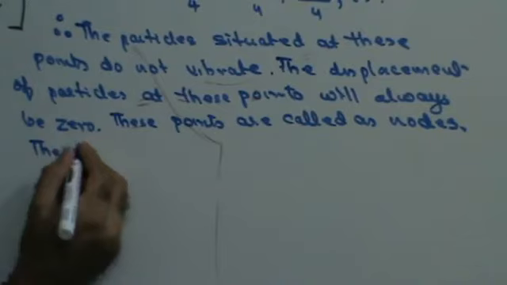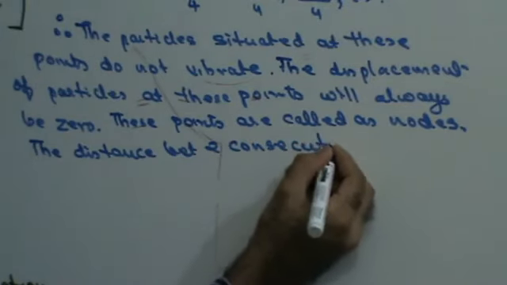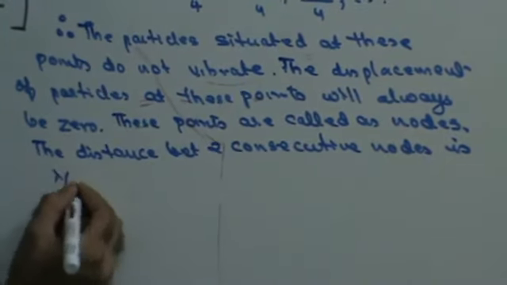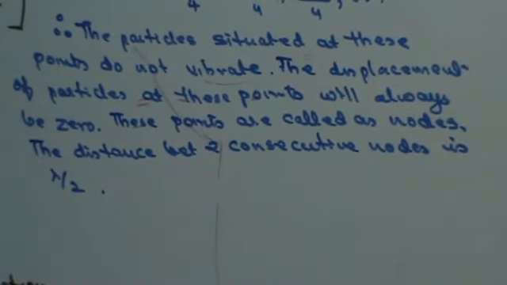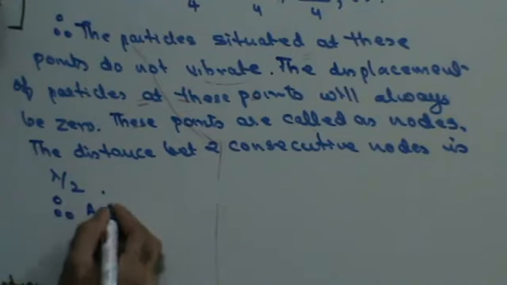Now, if you look at this, the distance between two consecutive nodes, if I subtract, is going to be nothing but lambda by 2. So the distance between two consecutive nodes is also going to be lambda by 2. That means from this analytical treatment of stationary waves, we understand that stationary waves are made up of nodes and antinodes which are alternatively situated, and the distance between two consecutive nodes or two consecutive antinodes is lambda by 2.